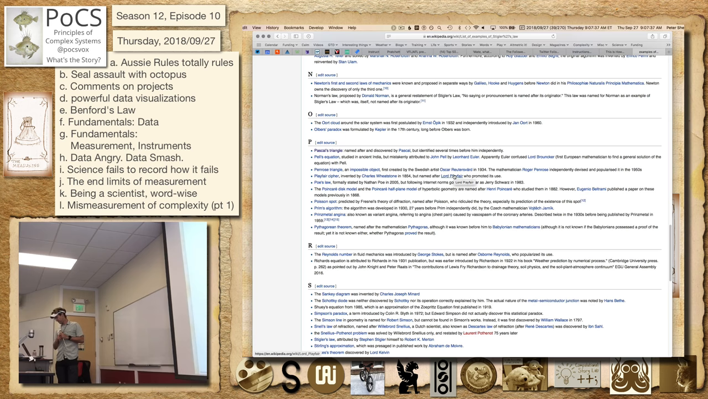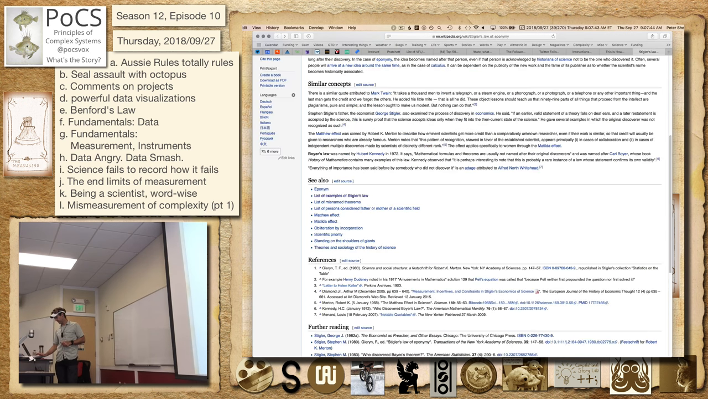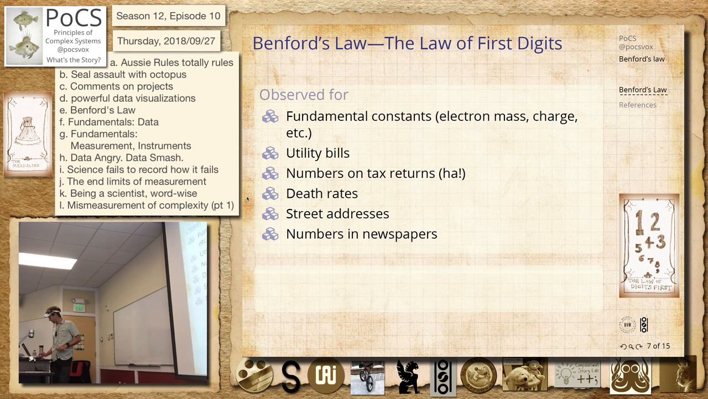I'm sure it happens with kind of everything, but with theorems and so on, it's ended up being the wrong one. Who knows who came up with Pythagoras first, of course. Anyway, that goes to my whole point that we shouldn't name things after people anyway. Like hurricanes, that's a bad idea. Okay, Stigler's Law, awesome. It's pretty great.